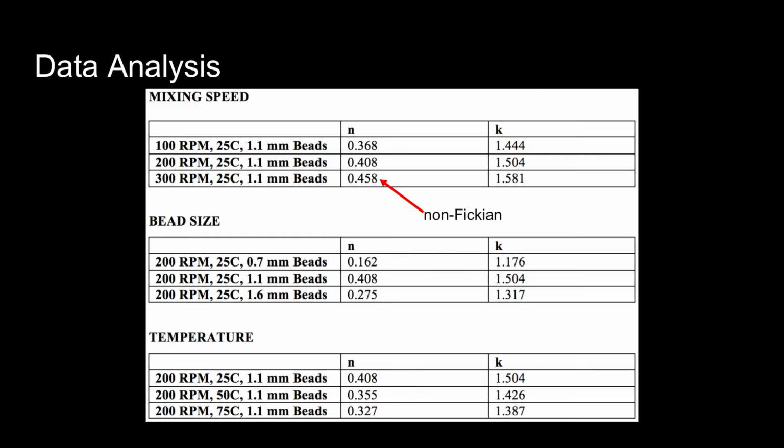Based on the diffusional exponent, we can determine which type of drug release mechanism it is. A diffusional exponent below 0.43 tells us that the drug release mechanism is Fickian diffusion. A diffusional exponent between 0.43 and 0.85 is a non-Fickian transport. All but one of the conditions are Fickian diffusion. The condition with 300 RPM, 25 degrees Celsius, and 1.1 mm beads is non-Fickian due to its 0.45 diffusional exponent.